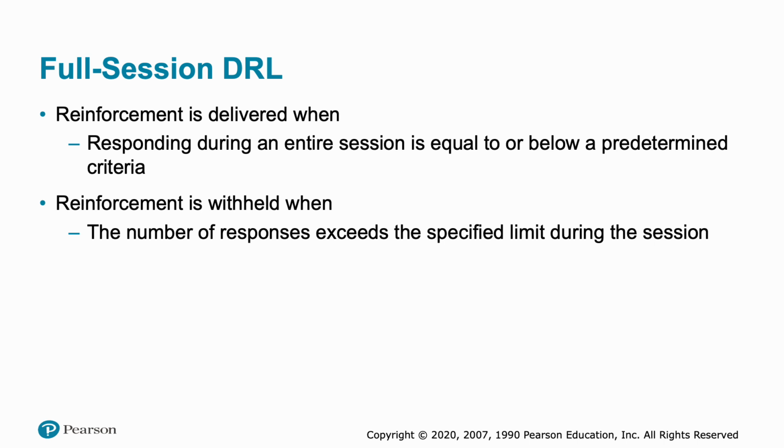So let's say that you work with a client for 3 hours. A full session DRL would look like you tracking how often they engage in the problem behavior for that full session. You would have already set a specific criterion prior to your session for how many times that client is allowed to engage in that behavior. Then at the end of the session, you see how often they engaged in that behavior. If they engaged in that behavior lower than the threshold that you set, then you'll deliver reinforcement. And if they exceeded that threshold, then you will not deliver reinforcement.